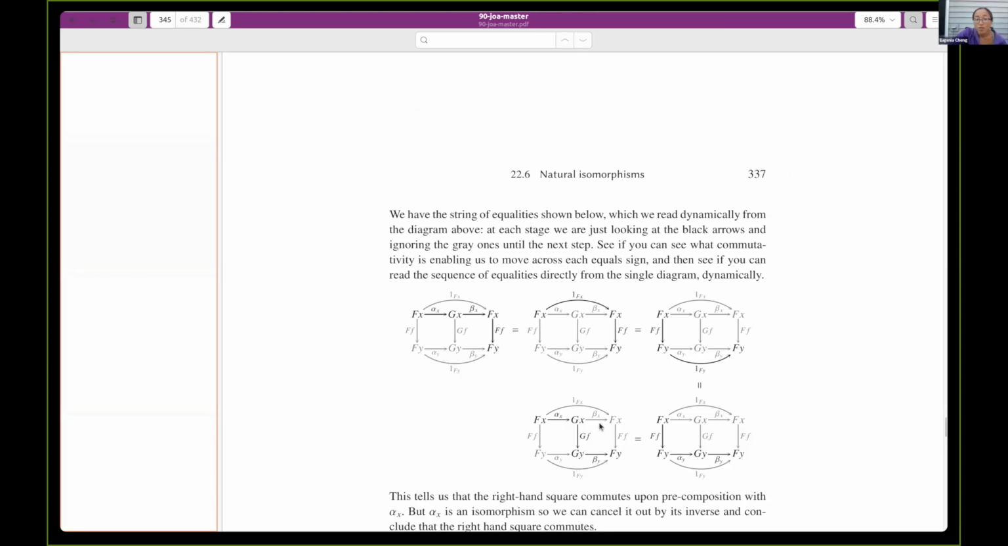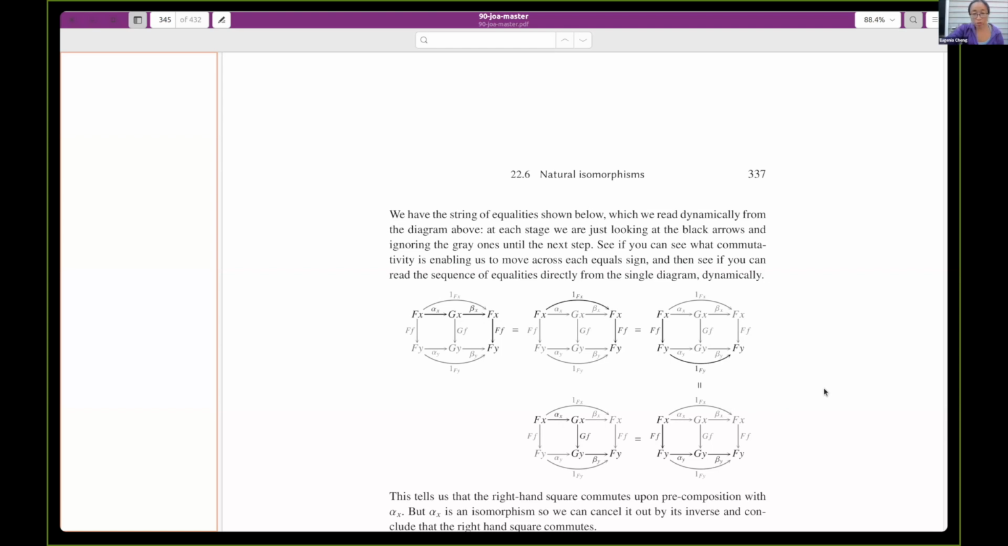We're trying to show that the right-hand square commutes. So we don't need to go all the way because we started at that right-hand square. Here, what we're doing is we're moving from this left hand and the bottom part to this sort of zigzag thing. And so we've moved across this left-hand square, and that's the naturality of alpha. Okay, so that is all of those.